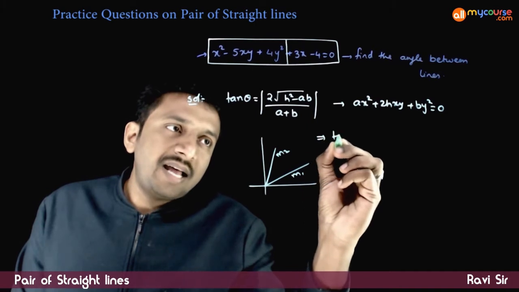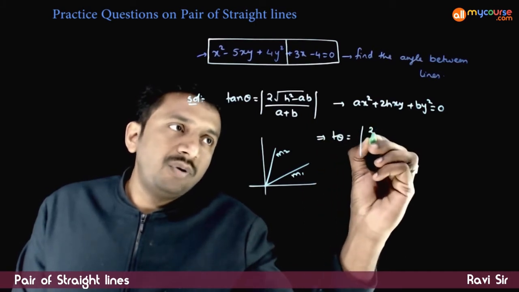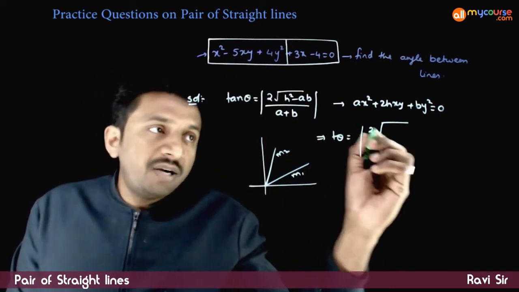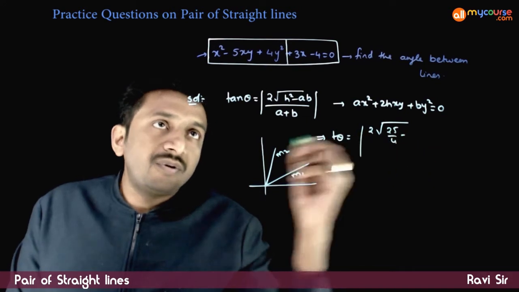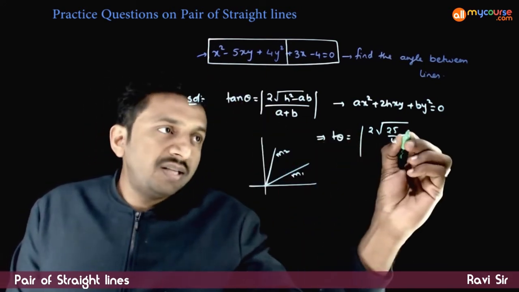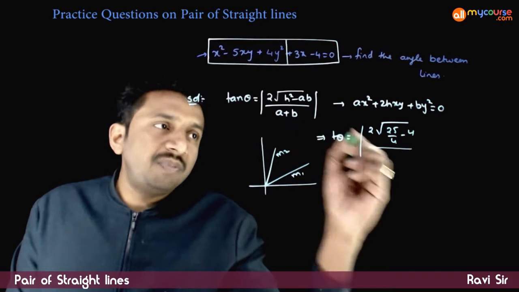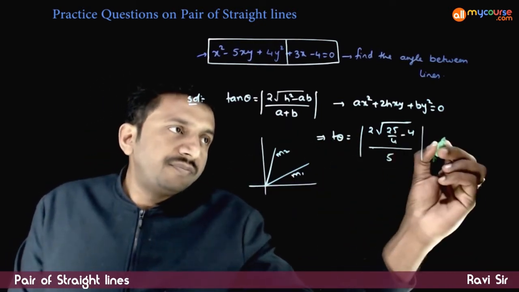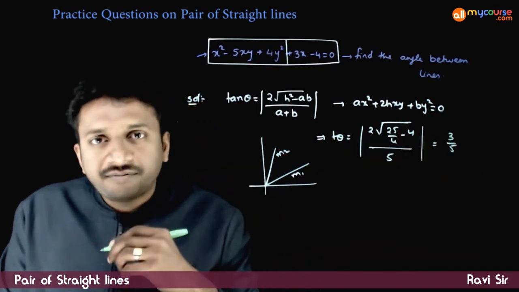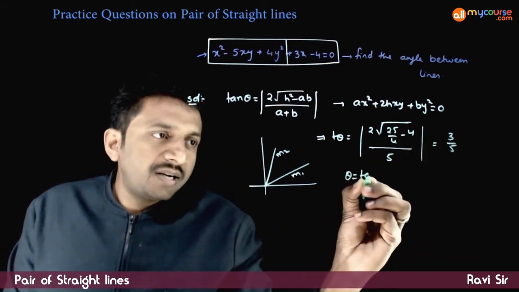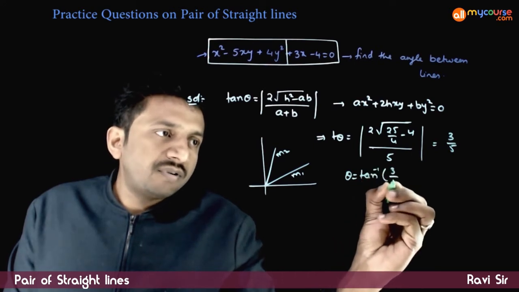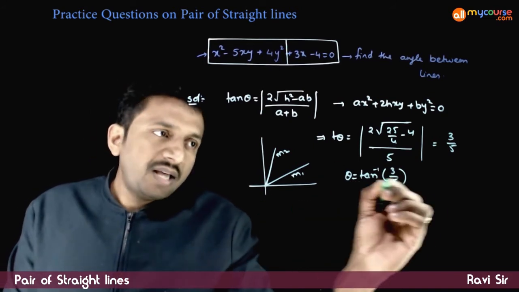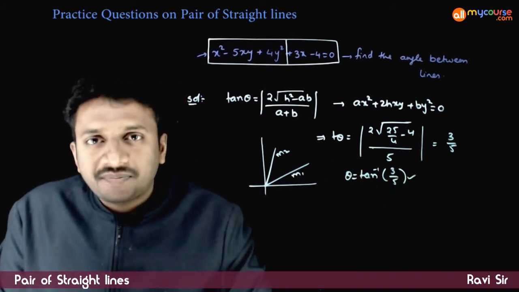So this implies tan θ = modulus of 2 times √(h² − ab). h is 5/2, so 25/4 minus a times b, which is 4, over a + b, which is 1 + 4 = 5. That is equal to 3/5. So θ is nothing but tan⁻¹(3/5). So this will be the angle between the pair of lines.